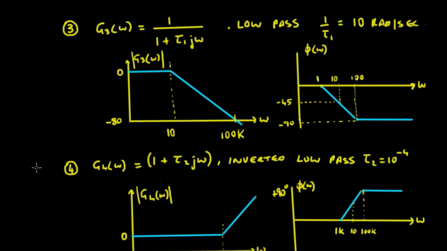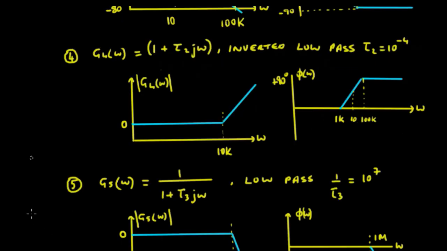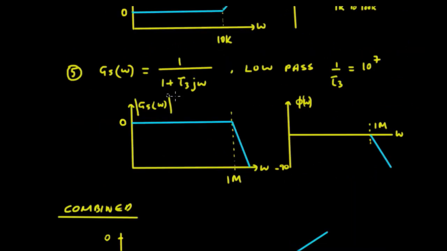And again, we can do the same thing for our fourth one, which is 1 plus tau 2 j omega, which is really an inverted low pass, where the value tau 2 is 10 to the minus 4. Okay, so that's going to be our 10k there, and it goes up at 20 dBs per decade. And this is our phase here, which we've seen in the previous page. And the fifth one here is 1 upon 1 plus tau 3 j omega, and again that's low pass, where 1 upon tau 3 is going to be 10 to the 7. Okay, so it's going to be a low pass filter with a cut off at 10 to the 7, which is 1 meg, and the frequency response is going to look like this here.